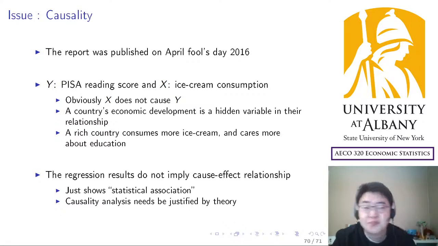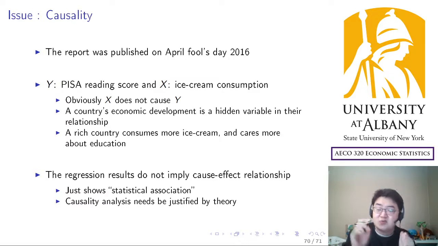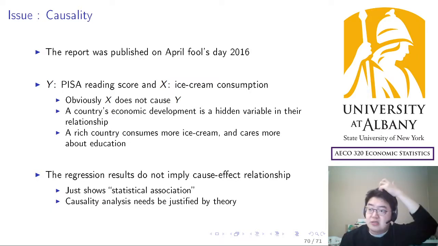But let me do it now. When I say output determines the cost, it is an assumption. But that assumption is too obvious. The causality is clear because you produce more, you cost more, right? So the causality is obvious, so I assumed it implicitly. And in the example of education and wage, the causality is also quite obvious, right? Education increases your wage. However, in this example, the reading score is not determined by ice cream consumption at all.